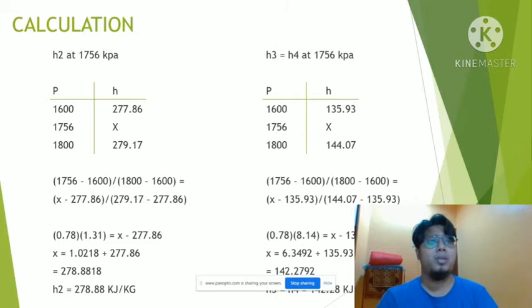1756 kPa. Same, we use the linear equation, which is between 1600 and 1800, and we calculate the X value for H, and we get 278.88 kJ per kg for H2. And for H3, which is equal to H4, at 1756 kPa, it's the same as H2, between 1600 and 1800. And after we calculate, we get 142.28.